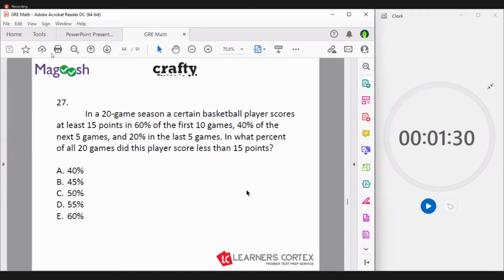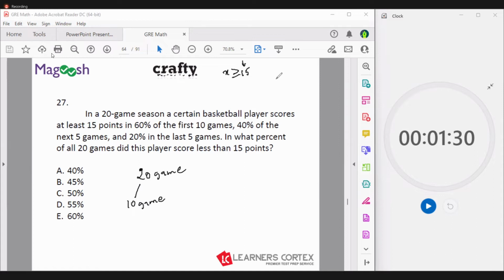Okay. So in a 20 game season, a certain basketball player scores at least 15 points in 60% of 10 games. So first of all, in the first sentence itself, what we get is there is a 20 game season, and in the first 10 games, a player scores at least. Now, whenever something is given as at least, whatever the value is, it can be greater than or equal to the given number.